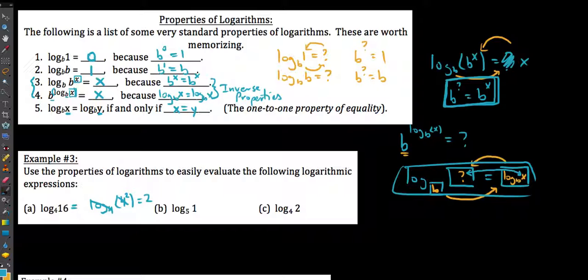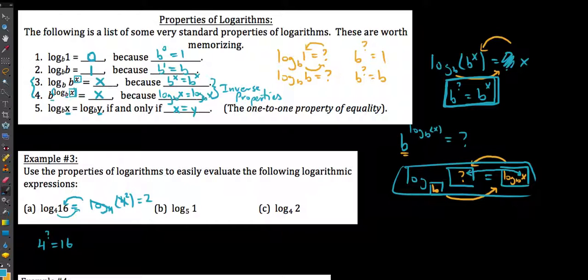So one thing I want to throw out there is if you were trying to answer this and you rewrote it into exponential form, you would still arrive at the same conclusion, okay? It's just that we wanted to use the properties to do this, and it looks like we could use our inverse property number 3 here to do this, okay?